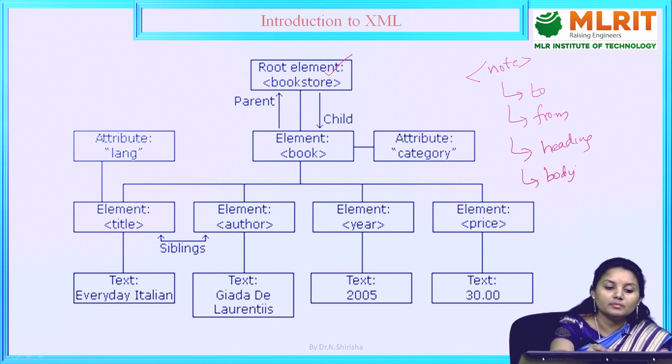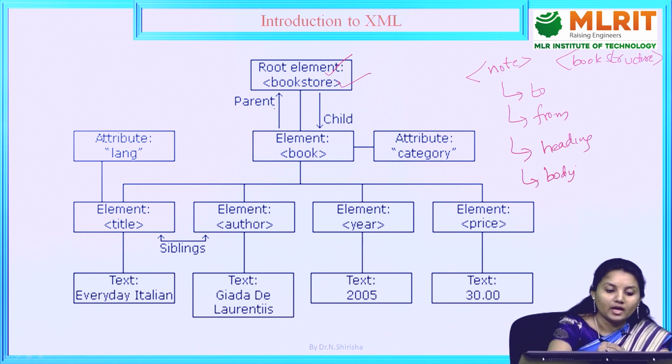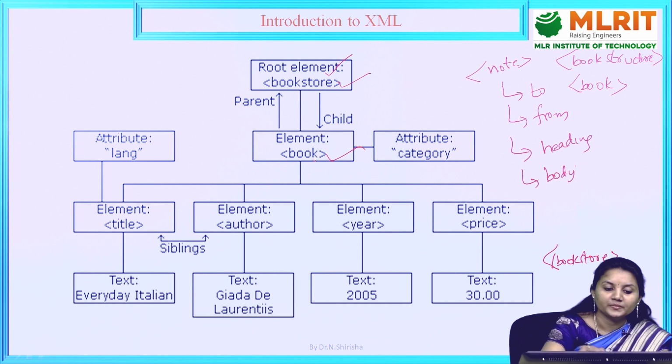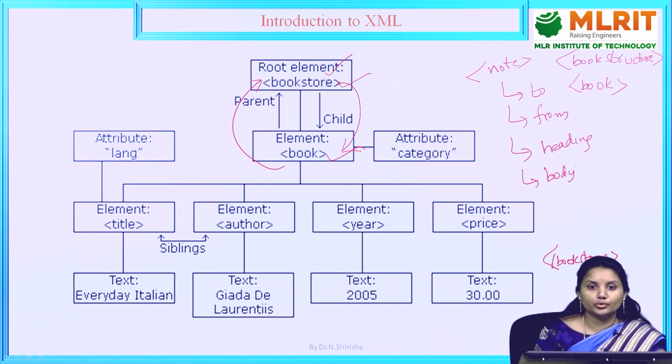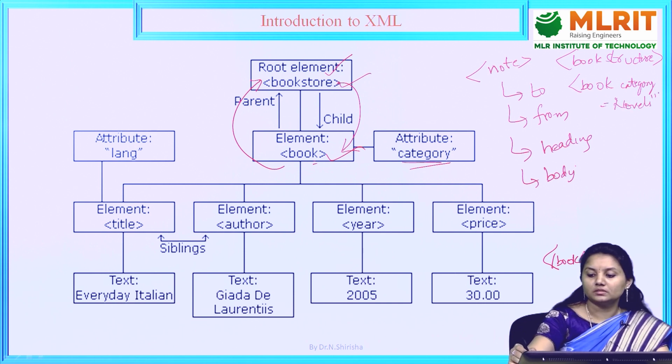So here the root element is what? Book structure. Book structure is the root element. In this book structure, I have a parent book. Where do you have to close your book structure? At the last you have to close your book structure. Book structure has a book as a sub tag, a child tag, and this book is a parent tag, and this book is a child tag of your bookstore. This book has one attribute, category. Attribute means what? Category. So here the attribute equals something like novels, the category of the book.